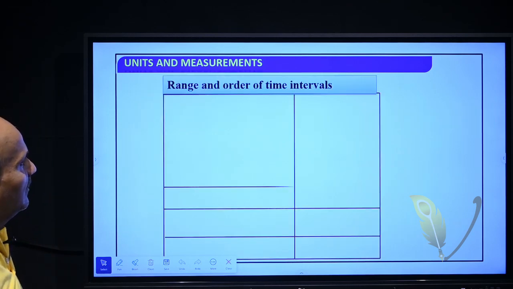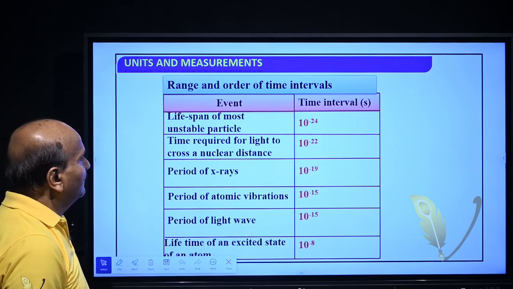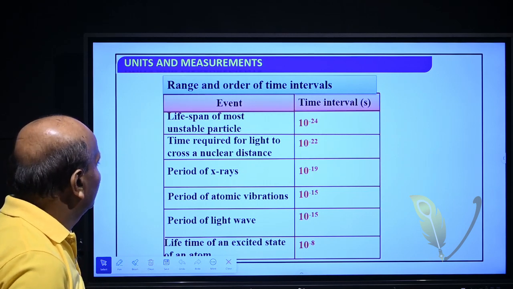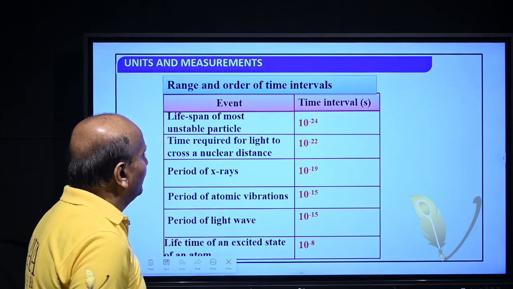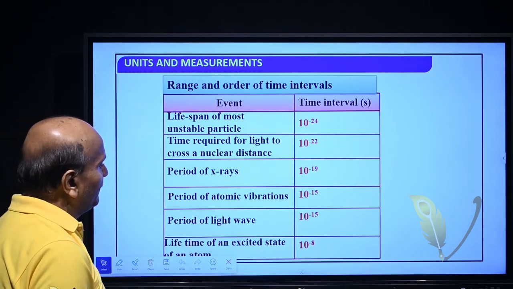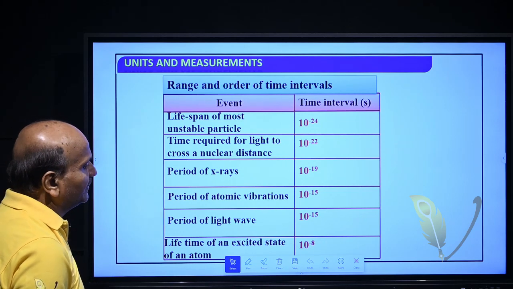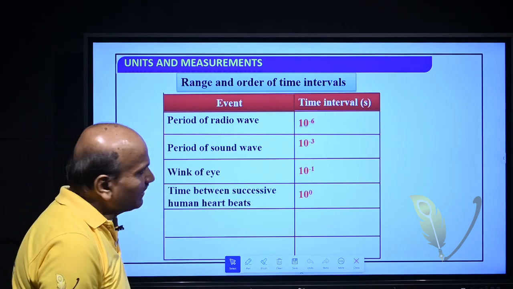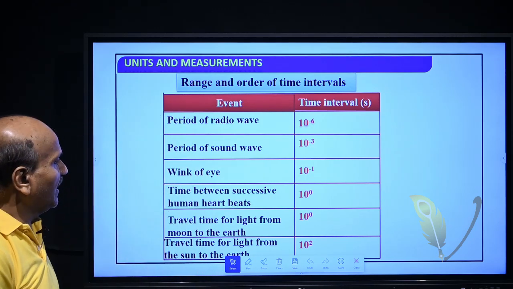Now look at the range of time. Lifespan of a most unstable particle is 10^-24 second, time required for light to cross a nuclear distance 10^-22, period of X-ray 10^-19, period of atomic vibration 10^-15 second, period of a light wave 10^-15, lifetime of an excited state of an atom 10^-8 second, period of a radio wave 10^-6 second, period of a sound wave 10^-3 second.